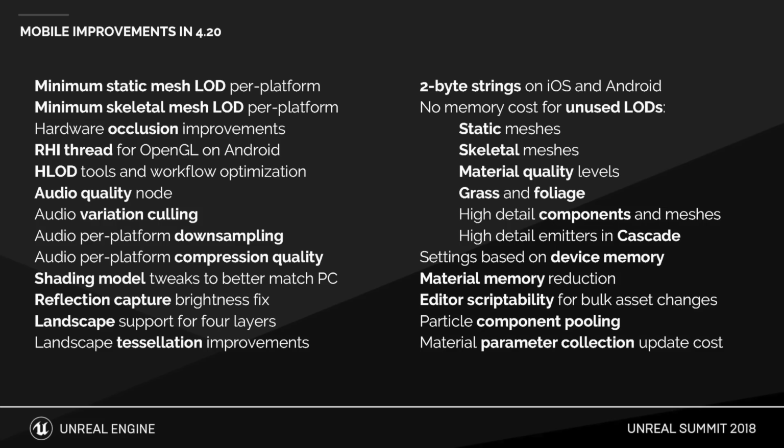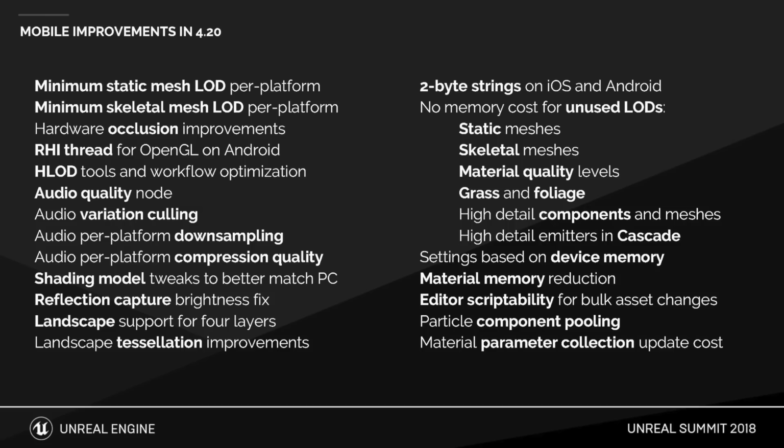So there are a huge number of mobile improvements that are going to be available to you guys in 4.20. The minimum LOD for static and skeletal meshes, as well as the ability to remove those at cook time so they don't take any memory. The hardware occlusion implementation is available to you guys, as well as the RHI thread. There's ongoing optimization work for that, but the initial version of that is in 4.20. The HLOD tools and the workflow are in early access in 4.20, as well as the audio quality node and the variation culling per platform, downsampling and compression.